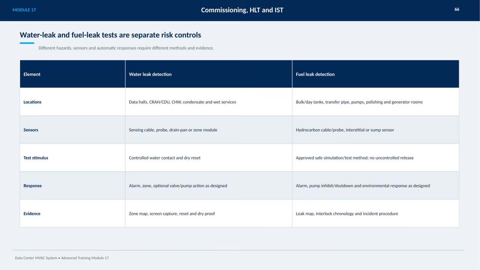The automatic responses also differ. Water leaks trigger alarms and optionally valve or pump actions, while fuel leaks cause alarms coupled with pump inhibit or shutdown and environmental responses. Finally, the evidence collected varies. Water leaks produce zone maps, screen captures, and dry-proof resets, whereas fuel leaks require leak maps, interlock chronologies, and incident procedure documentation. This clear separation ensures that both risks are managed effectively and safely.